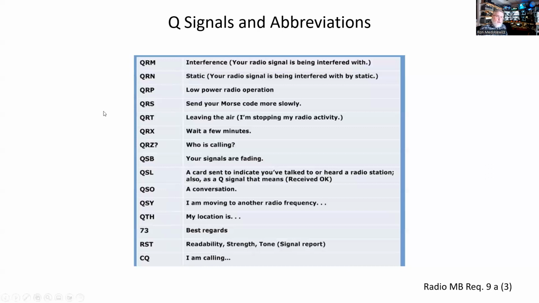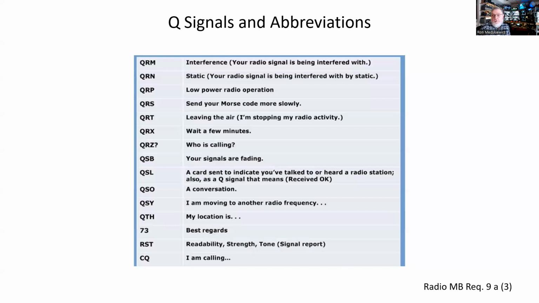QRP is low power. If you're talking to someone in Morse code and you want to ask them to slow down, you would send QRS in Morse code. Say, hey, could you please send more slowly? I'm having trouble copying. QRT, going off the air. This is Whiskey 3 Golf. QRT means we're shutting down our transmitter for the day. We're closing our station down. QRX means wait a few minutes.